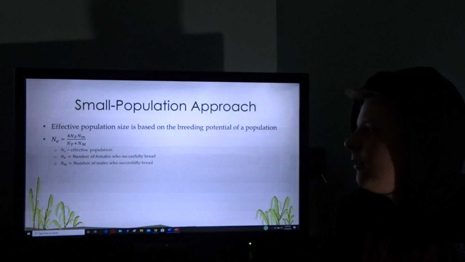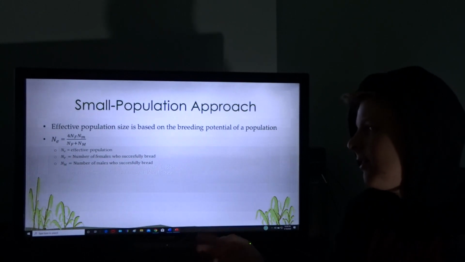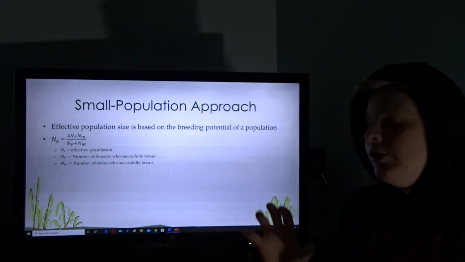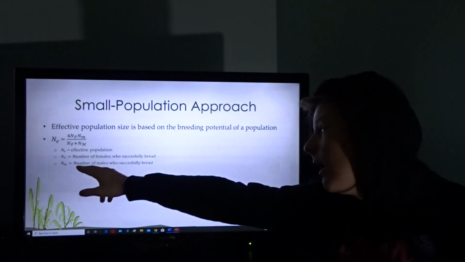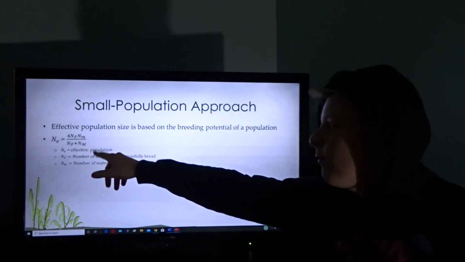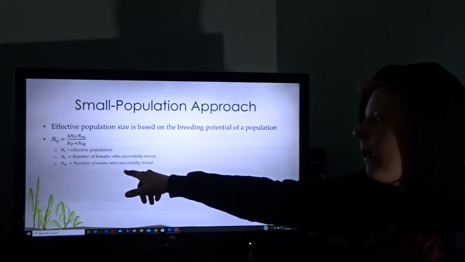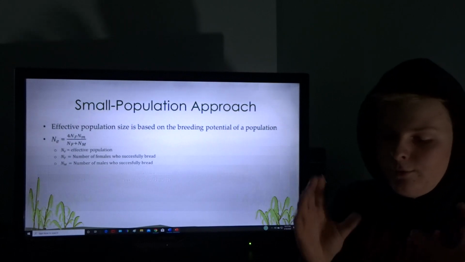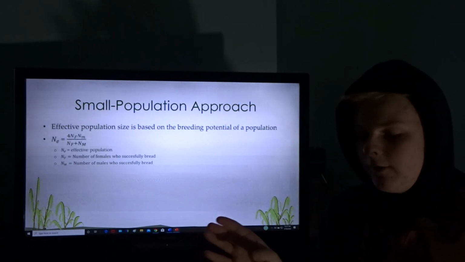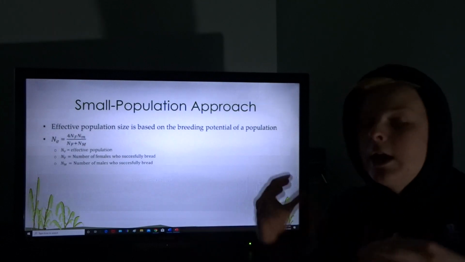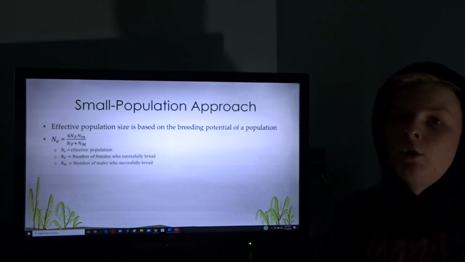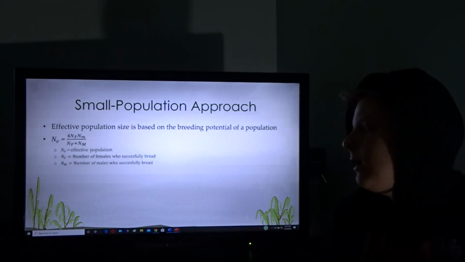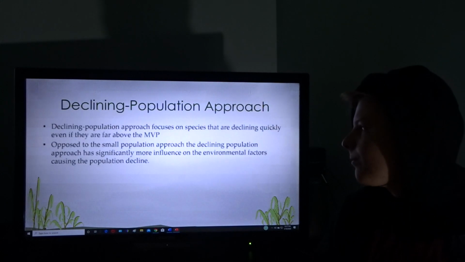So they use this equation: N sub e equals 4 N sub f times N sub m over N sub f plus N sub m. But basically what this is doing is you're finding your effective population, which is N sub e, and in order to do that you take 4 times the number of females times the number of males, and then you divide that by the number of females plus the number of males. If you have 50 males and 50 females and all of them are breeding, then you will end up with an effective population of 100. Or if you have 50 of each and 40 of each are breeding, then you'll end up with an effective population of 80. And that's essentially how this equation works itself out.